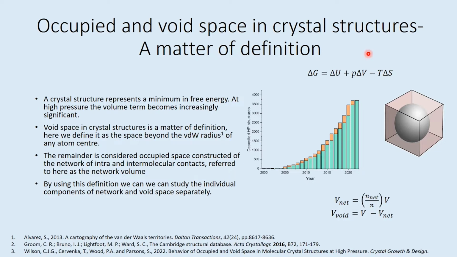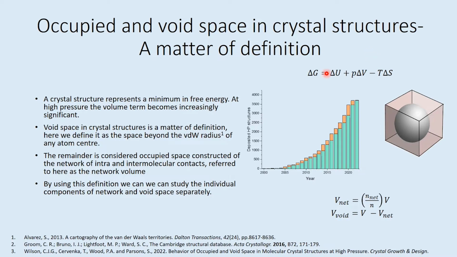It's been thought more recently in the last few years that a lot of this compression is initially taken up in the void space within crystal structures. This is because even non-porous crystal structures contain at least 20% void space at ambient conditions. The inference there, with void space initially taking up this compression, is that void space is a lot softer than the network of intra and intermolecular contacts. And so one of the ideas of the process we've been working on so far is defining this difference between the two spaces.